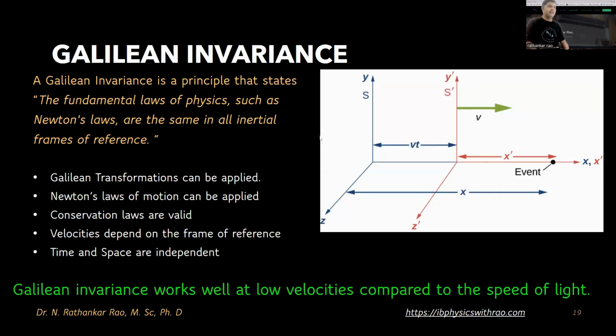Okay, Galilean invariance. What is Galilean invariance? Galilean invariance is a principle that states the fundamental laws of physics, such as Newton's laws, are the same in all inertial frames of reference. So it means Newton's laws do not change when you are looking at a frame S or in frame S dash if it is moving at a constant velocity. So Galilean transformations can be applied in such cases.